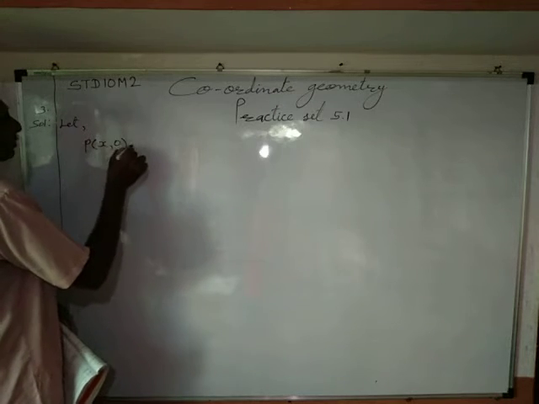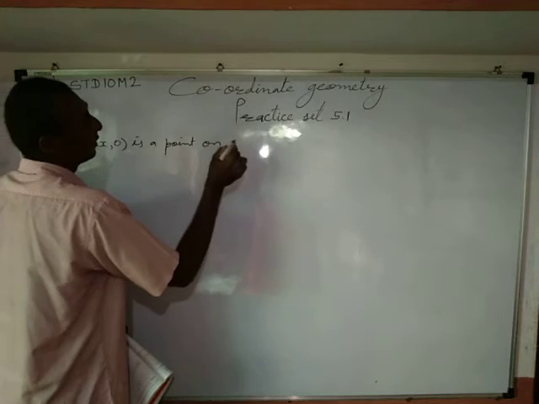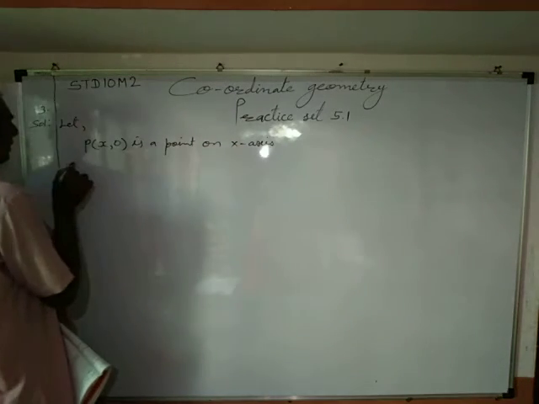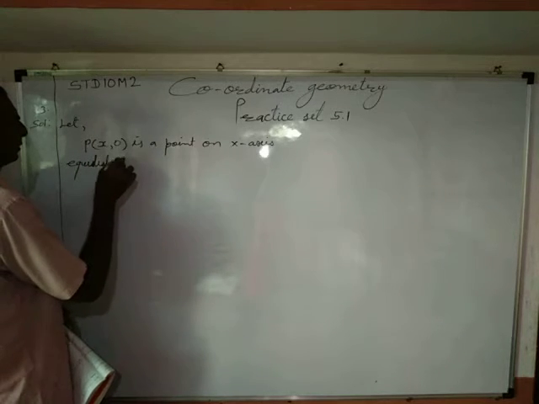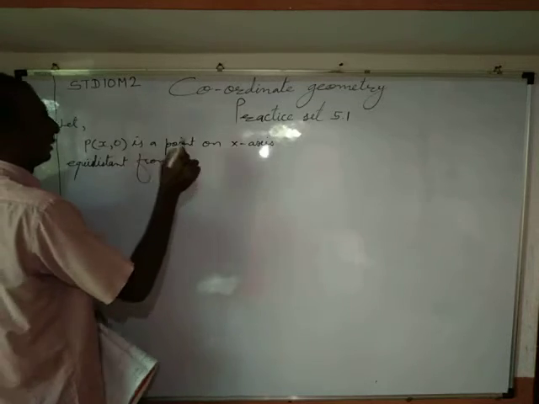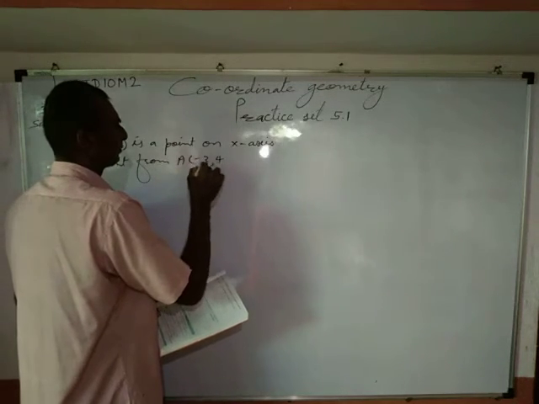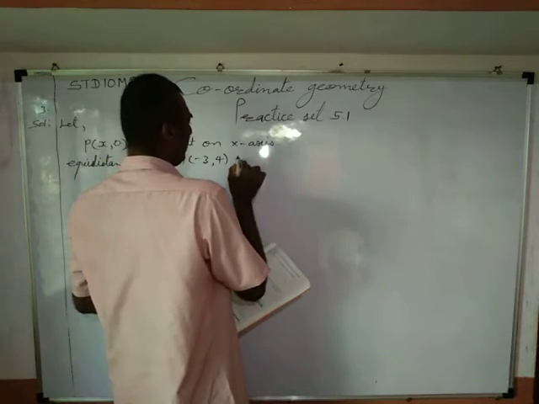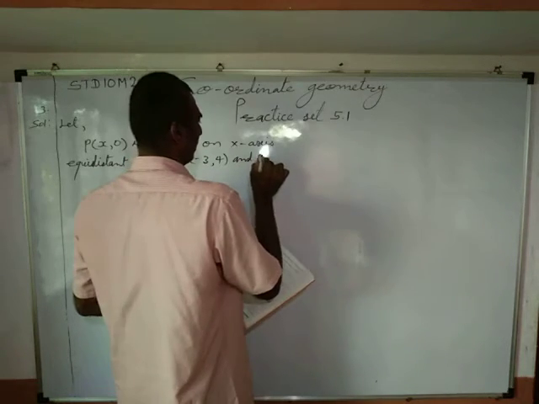Let P(x, 0) be a point on the x-axis equidistant from A (-3, 4) and B (1, -4).